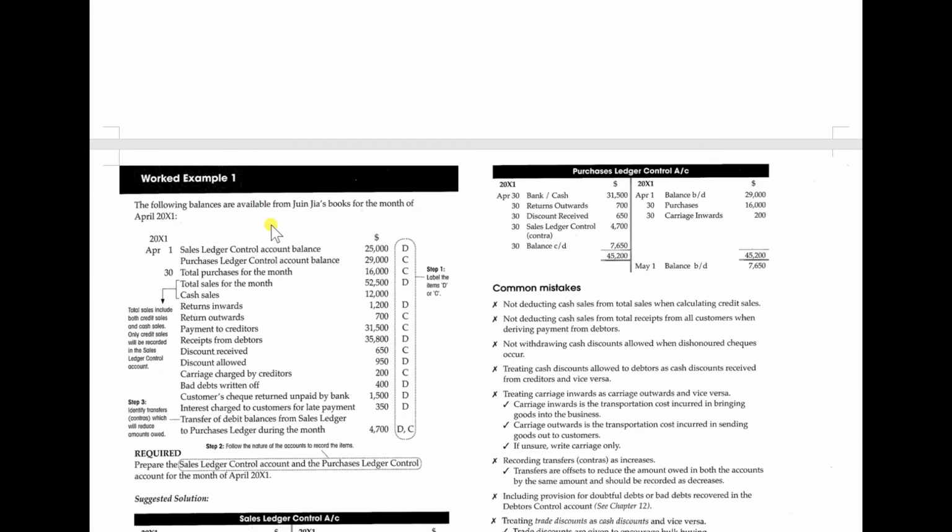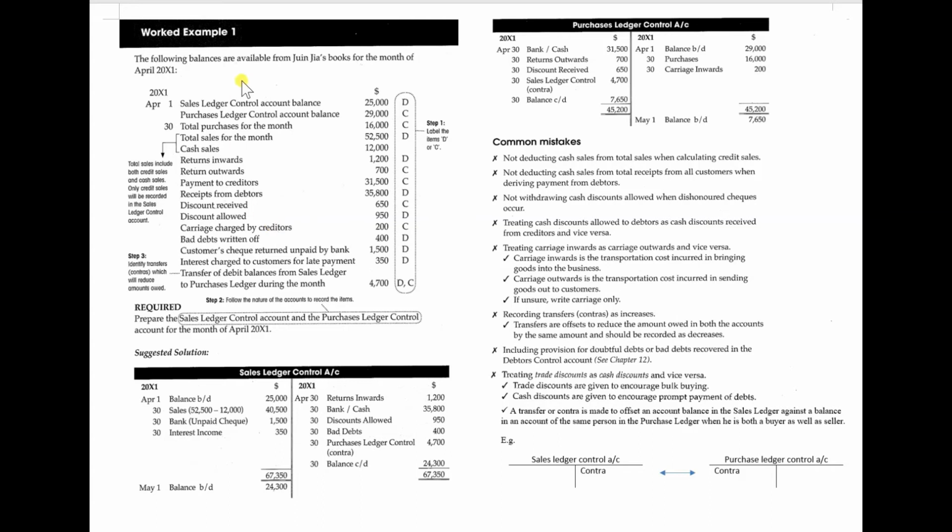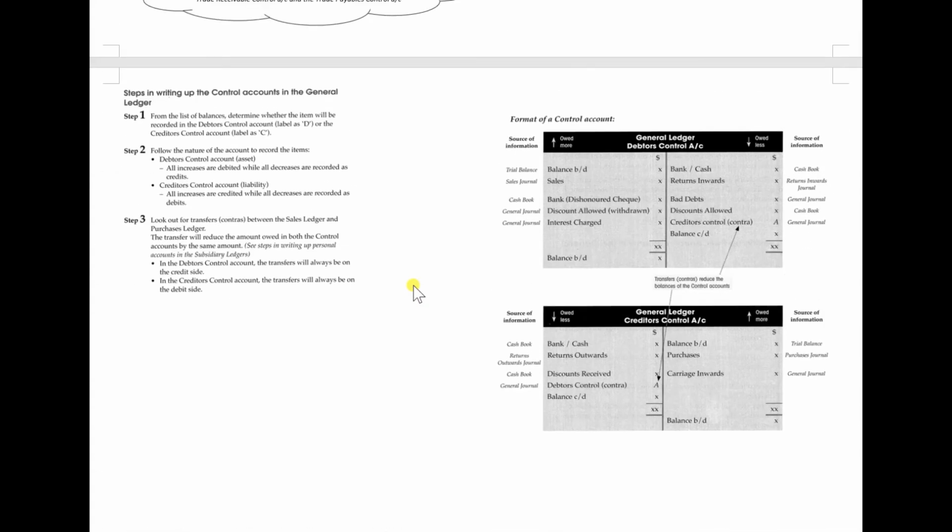So you take a look at the example. They give you a list of balances here, so you just write, okay, sales ledger, this is about the debtor, you write D. Purchase is about the creditor, you write C. Sales is for the debtor, you write D. Return inward is for the debtor, return outward for the creditor, okay, and so on. You write for everything, okay. Transfer of debit from sales to the purchase, this is the contra, so it involves both of these, okay. You just write this, okay. Step 2.